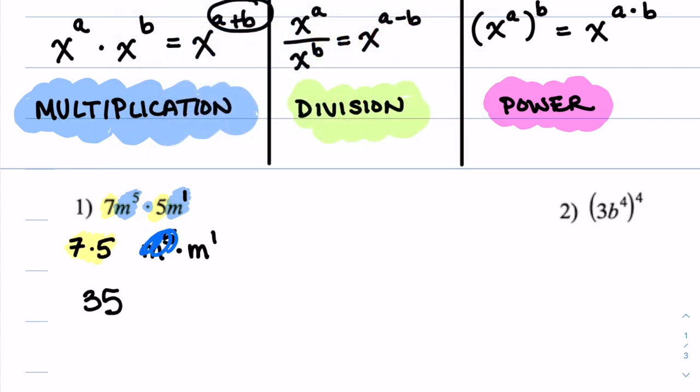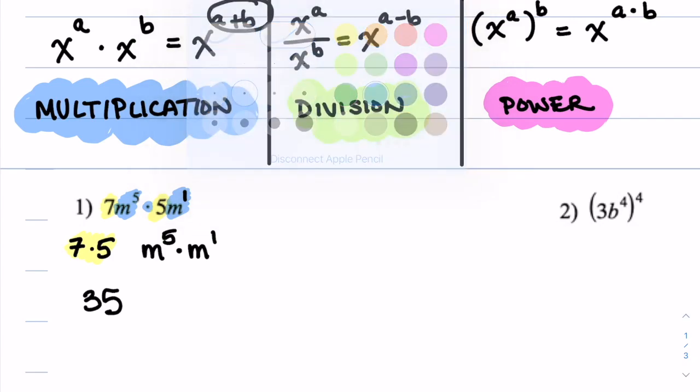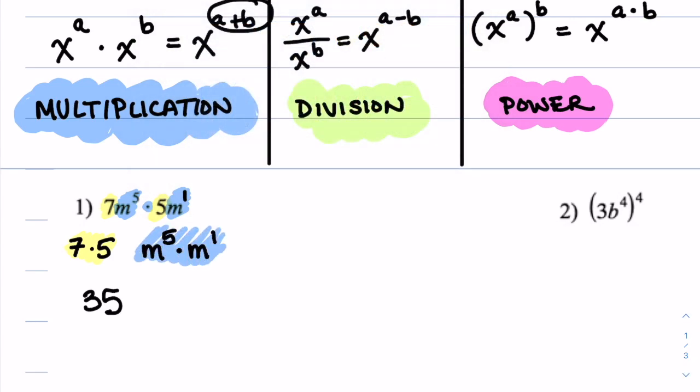So m to the 5th times m to the 1st. Well, the property says we should add the powers. So what is 5 plus 1? That would be m to the 6th power. So that would be the answer to the first one, 35m to the 6th power.